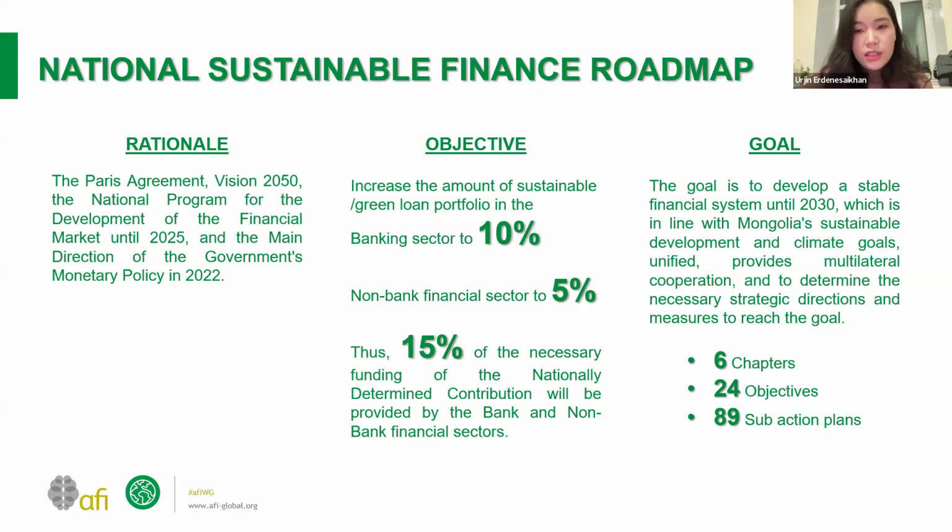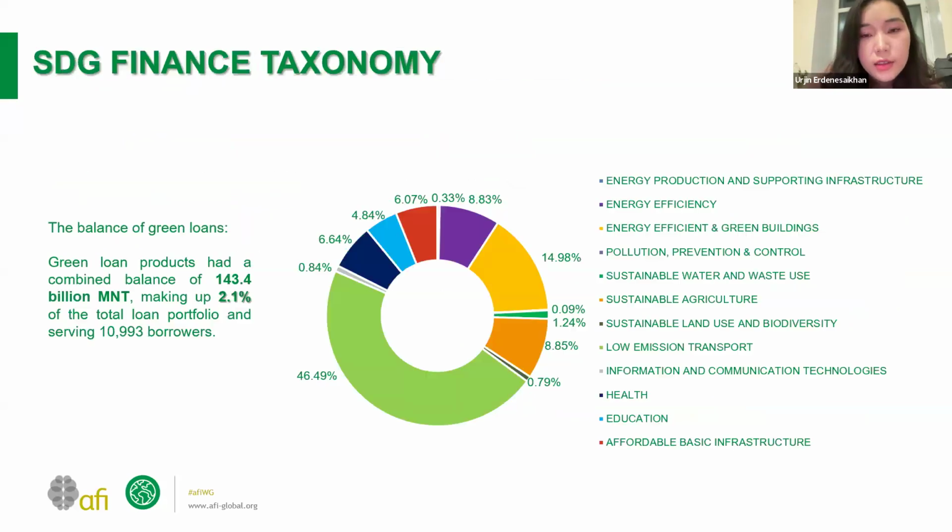It also sets a target for green loans of 10% in banks and 5% in non-bank financial institutions. Thus, 50% of the necessary funding of the nationally determined contribution will be provided by the banking and non-banking financial sectors. Next slide, please.